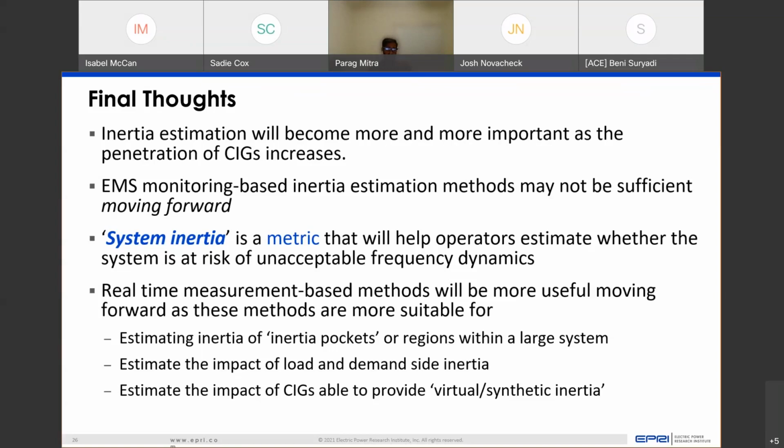So system inertia is really a metric that helps operators estimate whether the system will have risk or not. Real-time measurements are expected to be the best methods moving forward to provide a better measure of system inertia. These are more suitable for estimating the effect of inertia pockets in your system. When you have large systems with inertia pockets, it can provide you some effect of the impact of load. And it can also give you some estimate of the new things that CIGs may provide, such as virtual inertia and synthetic inertia. So these real-time measurement methods actually help you capture those.